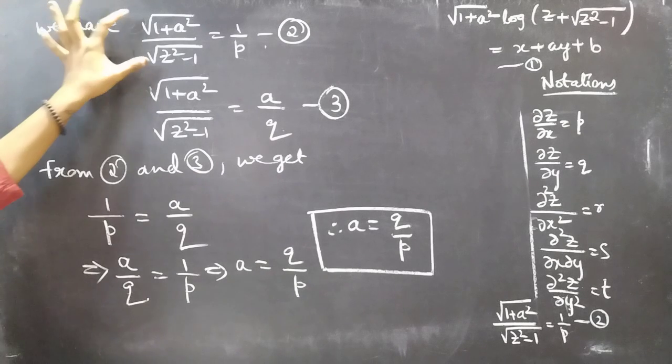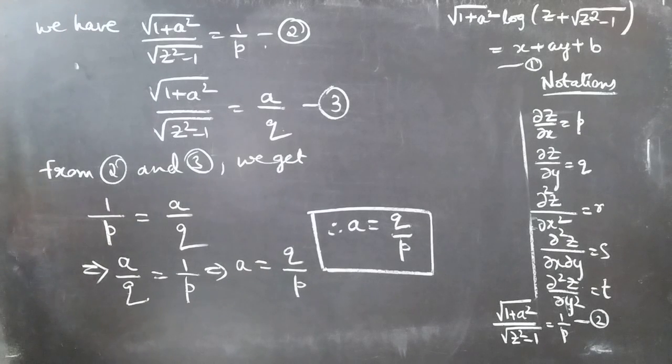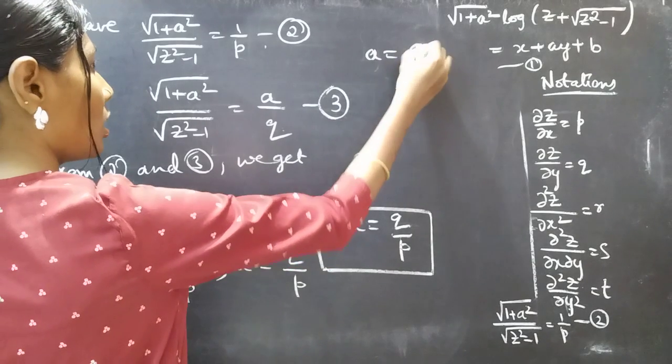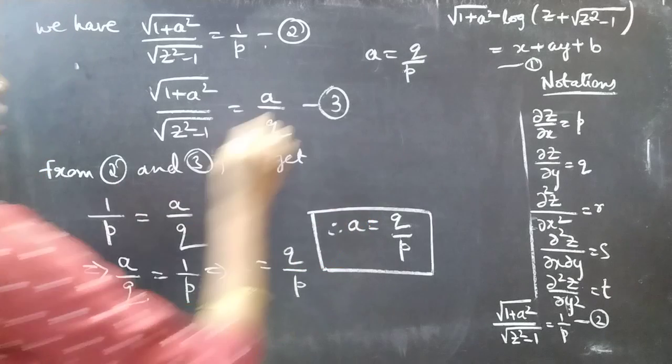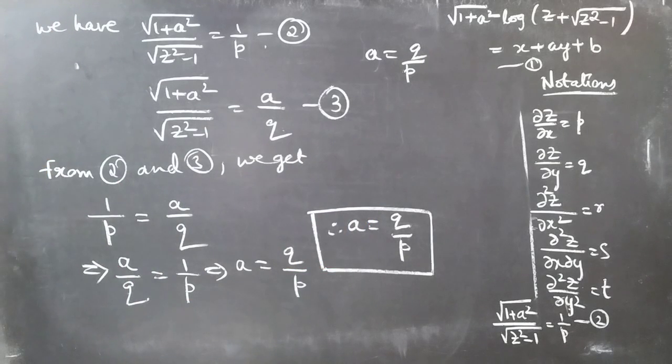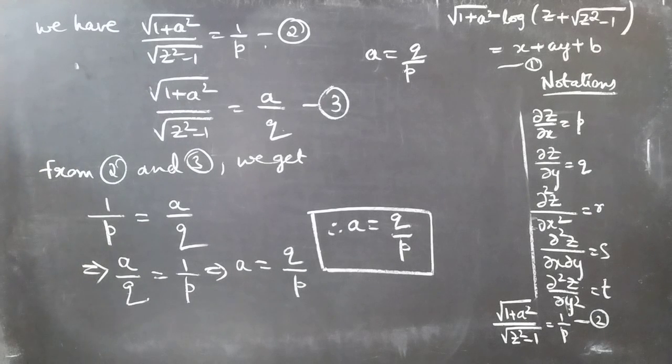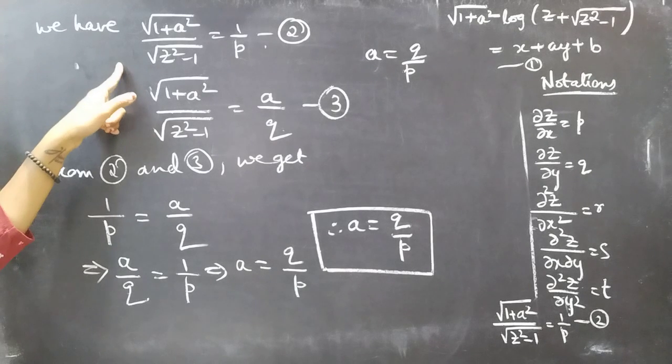Okay, either you can substitute in 2 or in 3. Let's see in both the cases also. We'll substitute a equal to q by p in 2 and in 3 as well. You can just substitute in any of these two equations. Okay, it's not necessary to substitute in both the equations to find the required partial differential equation. So first I'll show for the equation 2.